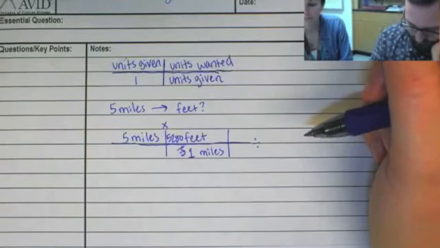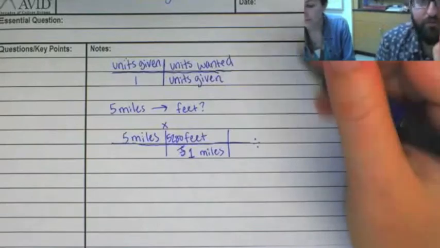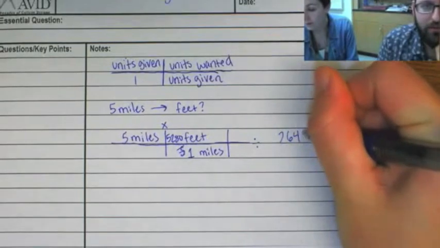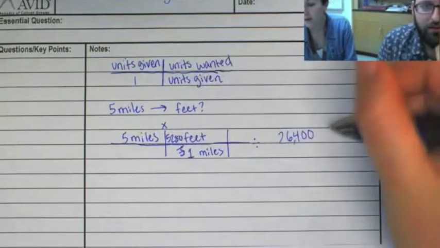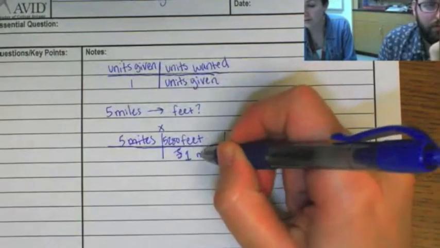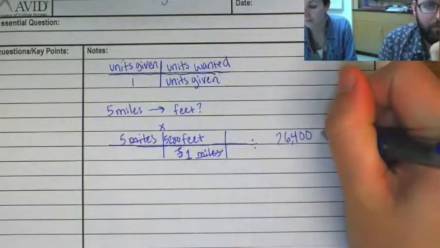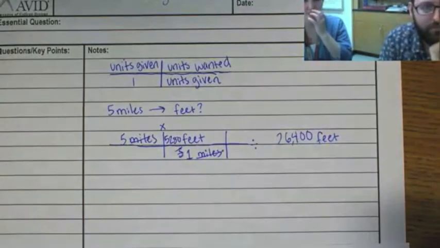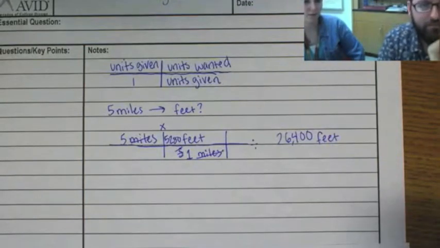5,280, and I get 26,400. And these units canceled out, so that means that this is in feet. Okay, that's it. Wow. So that's how many feet are in 5 miles.